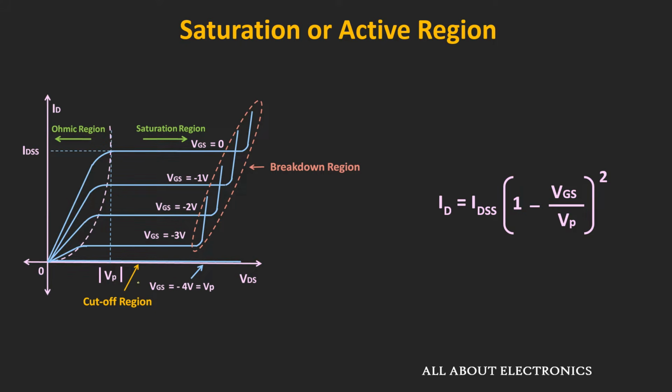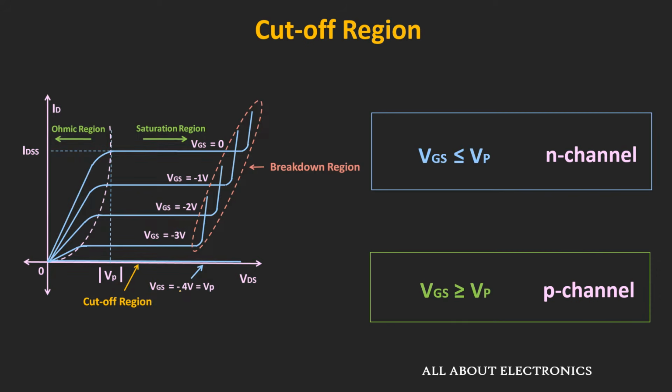Then after, we had seen the cutoff region of operation. In this region of operation, the drain current ID is almost 0. To operate the JFET in this region, for the N-channel JFET, the value of voltage VGS should be less than or equal to VP. Or in other words, whenever the voltage VGS is more negative than this pinch off voltage, then the JFET will operate in this cutoff region. And similarly for the P-channel JFET, this voltage VGS should be more than this pinch off voltage VP. Once this condition is satisfied, the JFET will operate in the cutoff region.